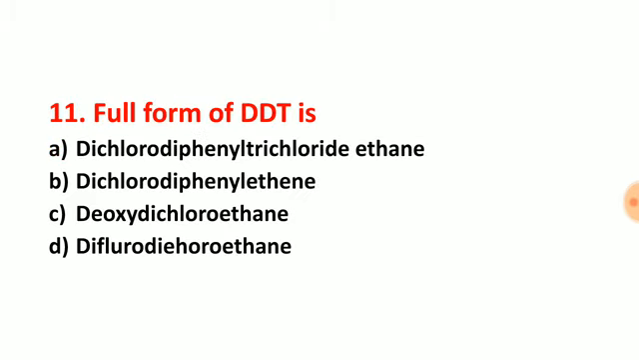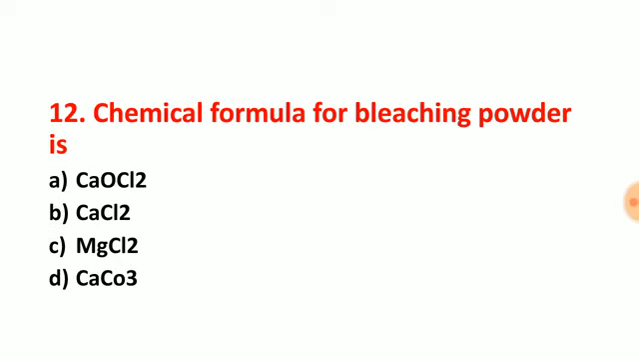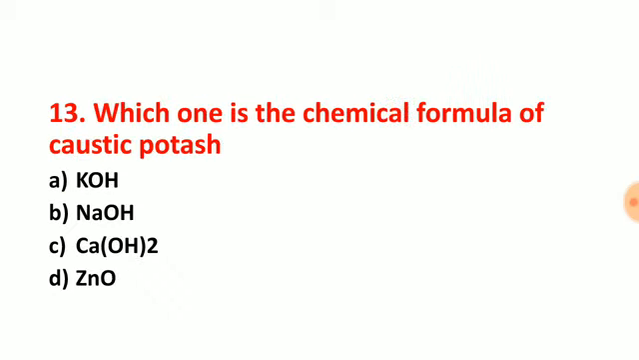Question number 11, the full form of DDT is? The full form of DDT is option A, dichloro diphenyl trichloroethane. Question number 12, chemical formula for bleaching powder is? As we know, the chemical formula for bleaching powder is CaOCl2. Option A is the correct answer for question number 12. Question number 13, which one is the chemical formula for caustic potash? Caustic potash is KOH.